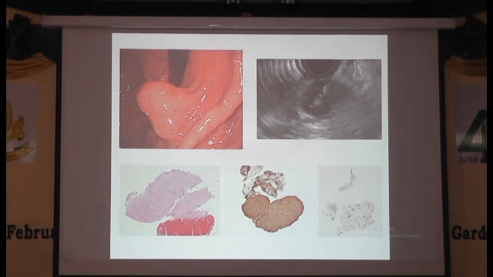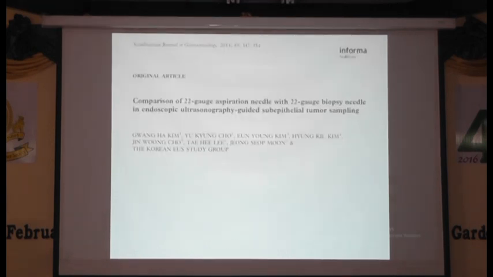This is a core biopsy case. It is a mass at the cardia, and I got core tissue. It was proved as a leiomyoma. This is my paper comparing a 22-gauge aspiration needle and a 22-gauge biopsy needle. Sometimes we can make a diagnosis with the FNA needle, but cytology is sometimes not enough.